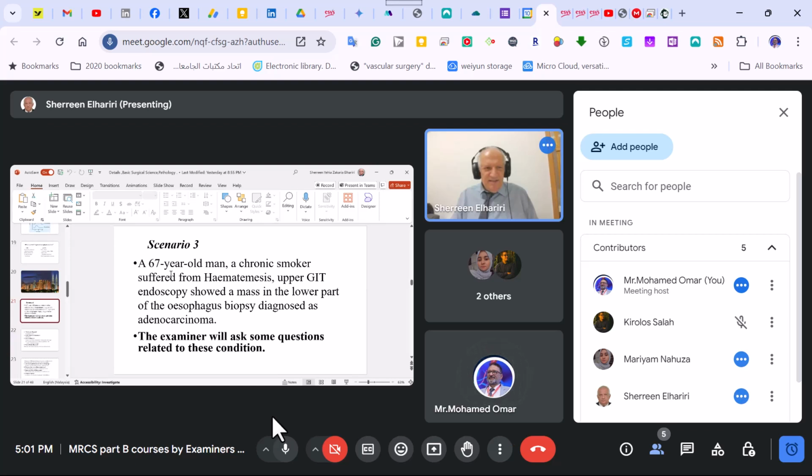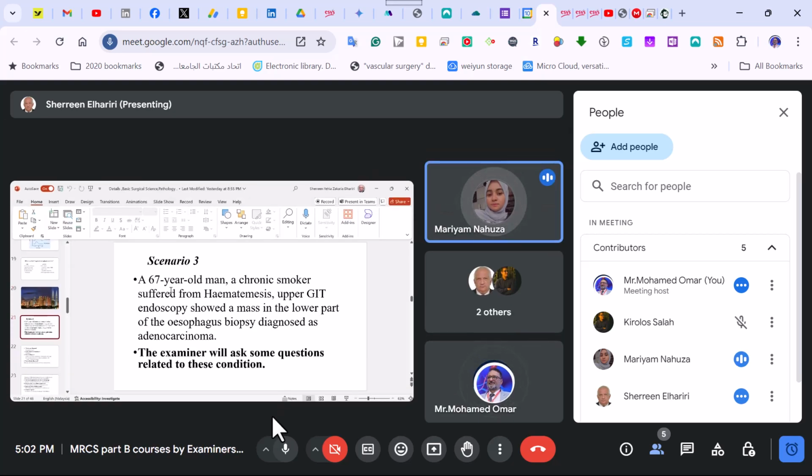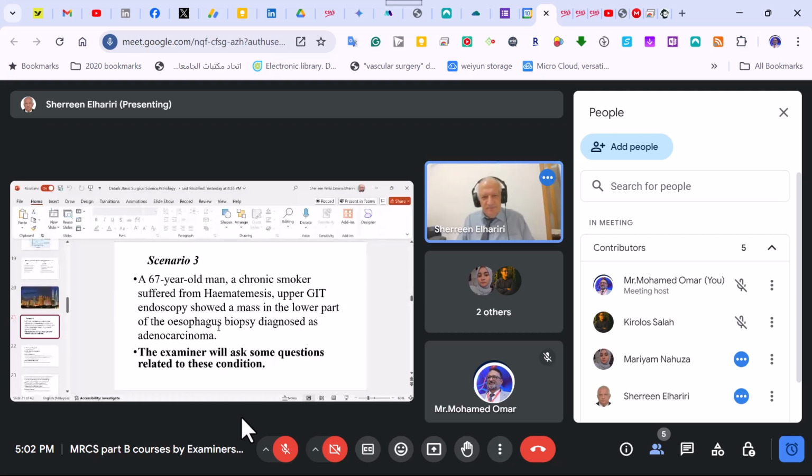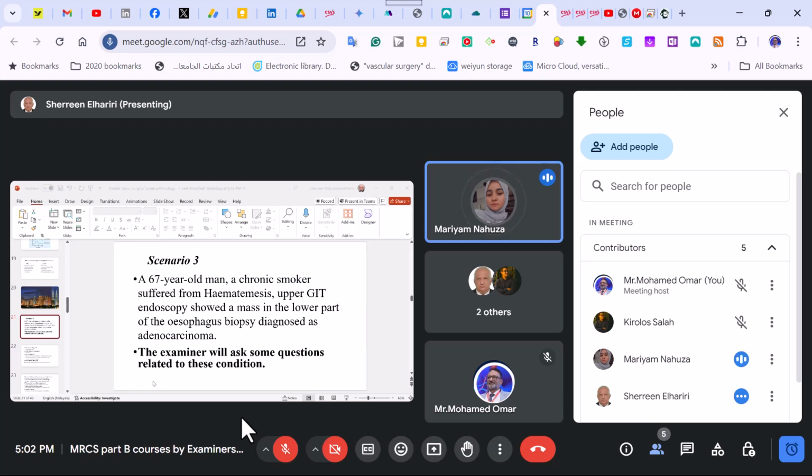A 67-year-old man, chronic smoker, suffering from MS, upper GI endoscopy shows a mass in the lower lobe of the esophagus, diagnosed with edema. What is this diagnosis? Adenocarcinoma, esophagus cancer. What is Barrett esophagus? Barrett's esophagus is a chronic reflux disease that causes metaplastic changes. What is metaplasia?